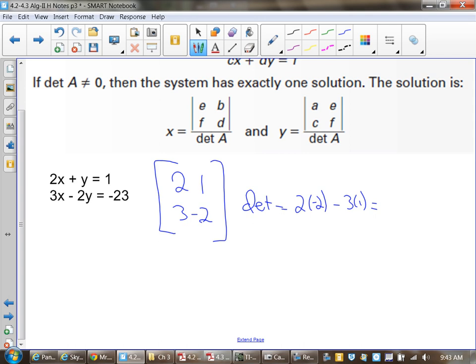Negative 7? Oh, excuse me. Yeah, negative 7. 2 times negative 2 minus 3 times 1. Negative 4 minus 3 is negative 7, right? Yes. Go down then up. When you're working with more of them, when the 3x3 you have to add all those together. When you have a 2x2 it's just down and up. That's all it is.